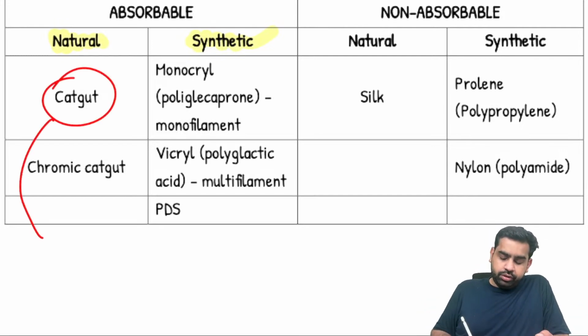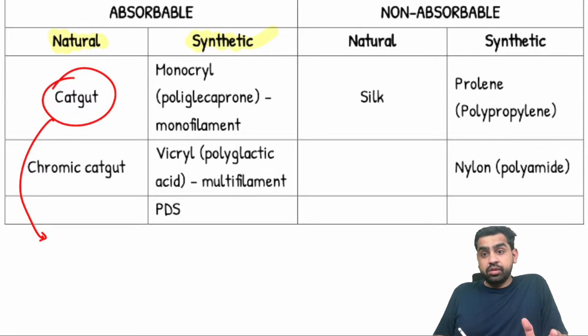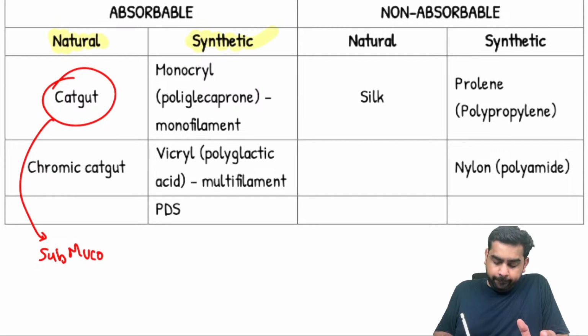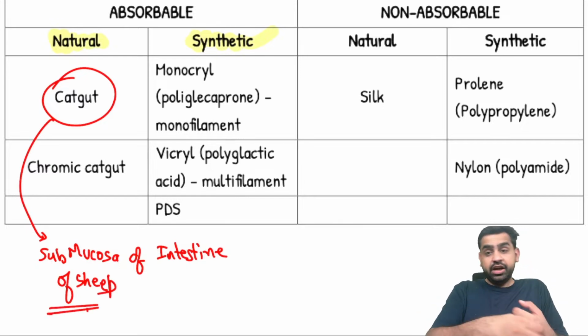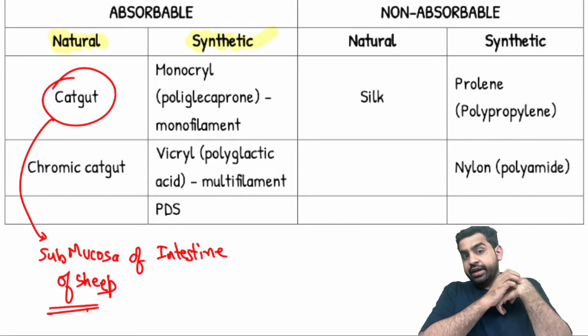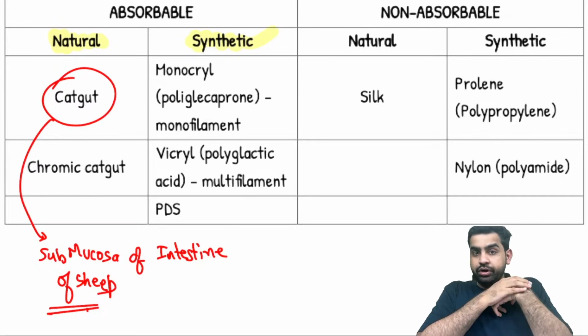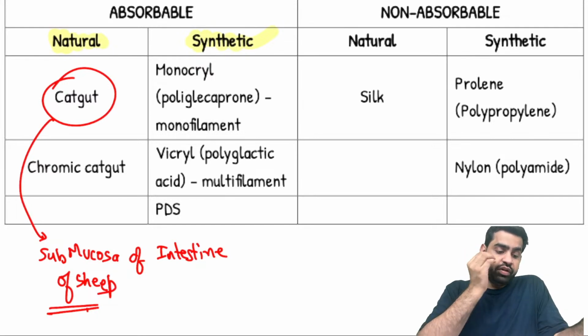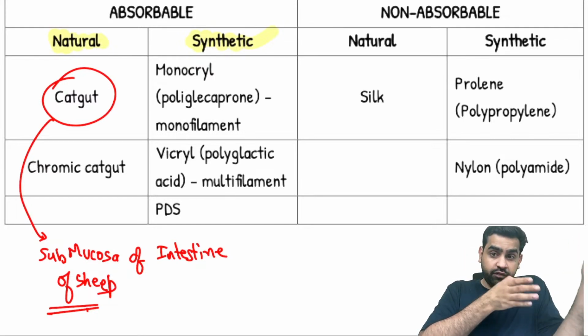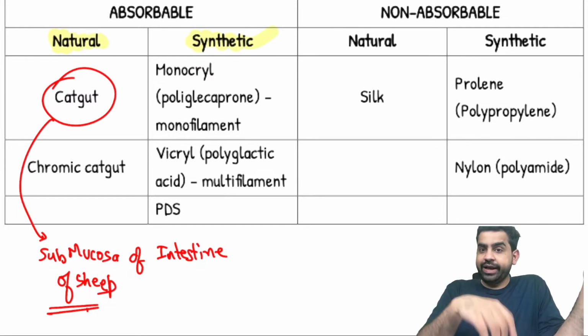So let's talk about this. From where is catgut isolated? Catgut is basically isolated from the submucosa of the intestine of sheep. Very, very, very important, so that is what you need to understand. Why submucosa? Because submucosa is the toughest layer of the intestine, and the catgut is basically isolated from there.